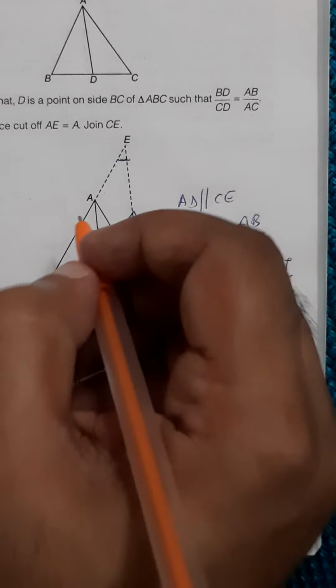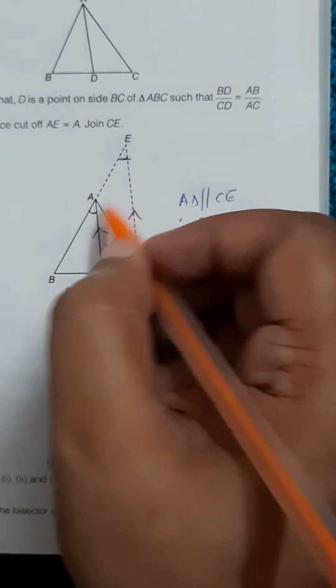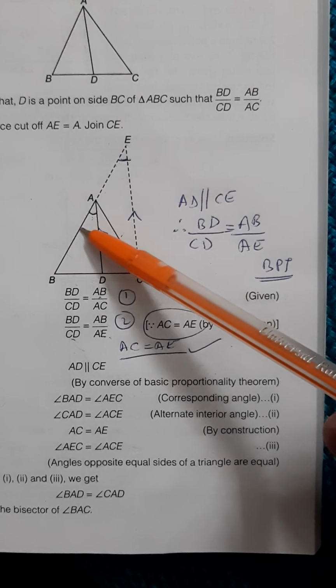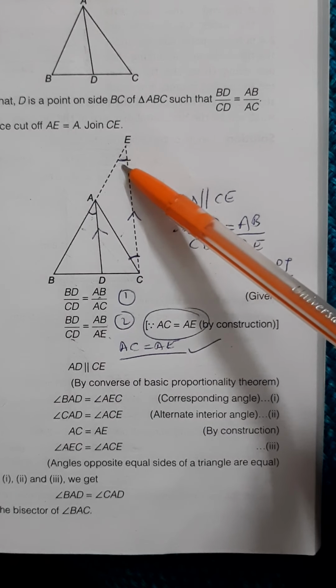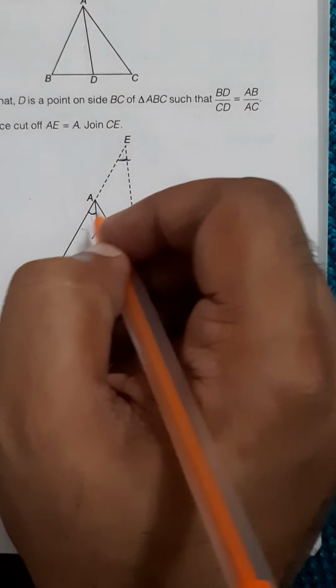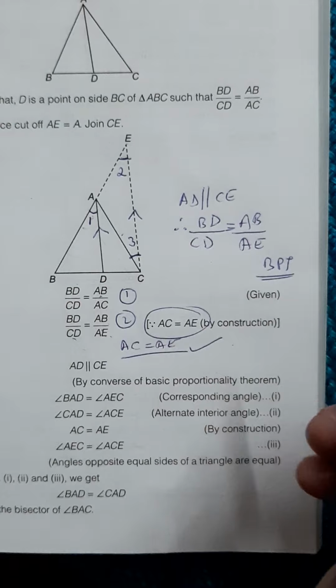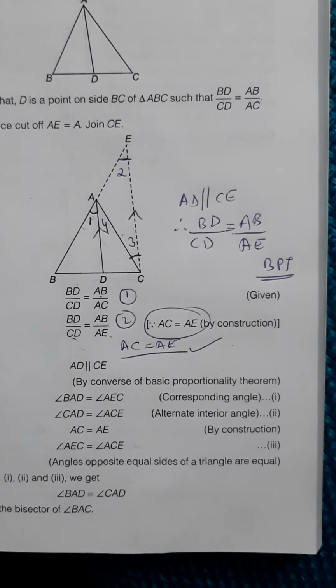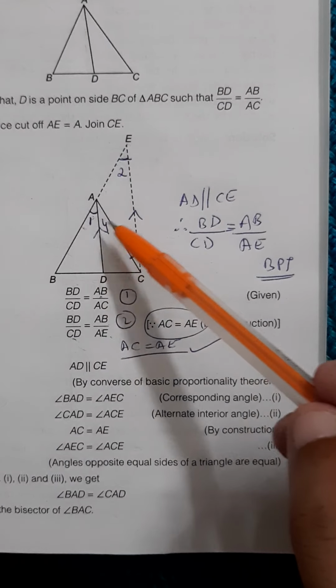And then we also know that these two angles are equal because they are corresponding angles. Angle BAD is equal to angle BEC. Okay, so we get angle 1 and 2 equal and 2 and 3 equal. And what do we need to prove that? We need to prove that angle 1 is equal to 4.